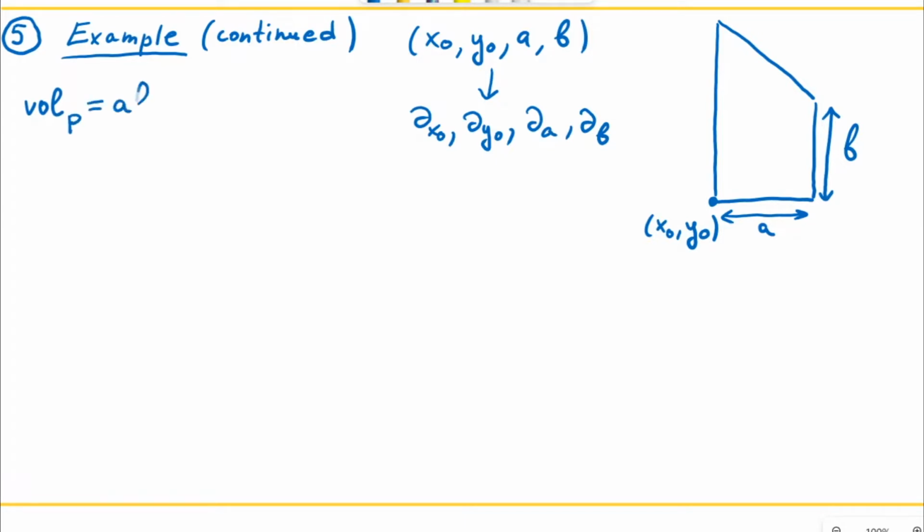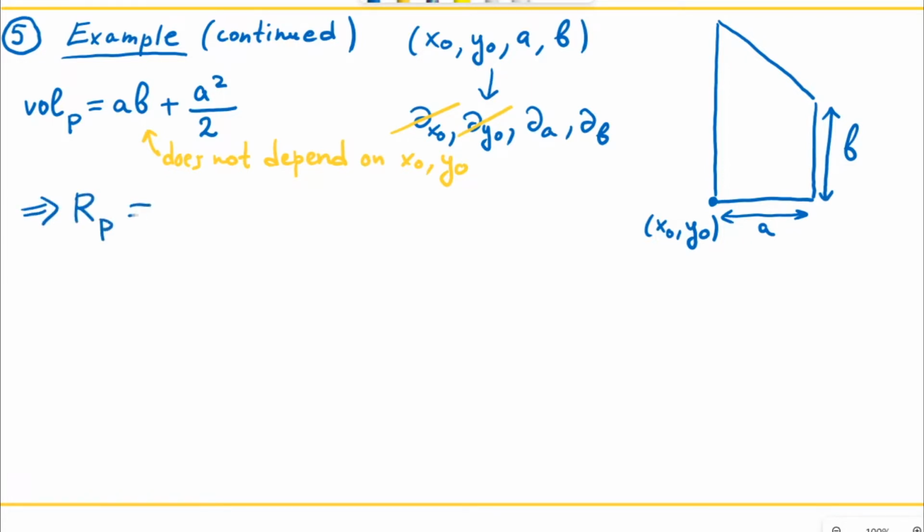And it is clear that the volume does not depend on x0, y0, because the volume does not change under parallel translations. So this means that Pukhlikov-Khovansky ring is actually the ring of polynomials in 2 variables, dA and dB, quotiented by the annihilator of the volume polynomial. Of course, we can explicitly compute differential operators that annihilate the polynomial ab plus a squared over 2.